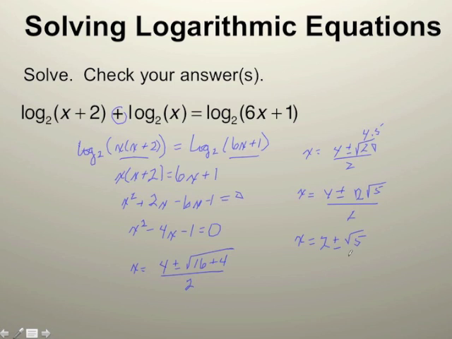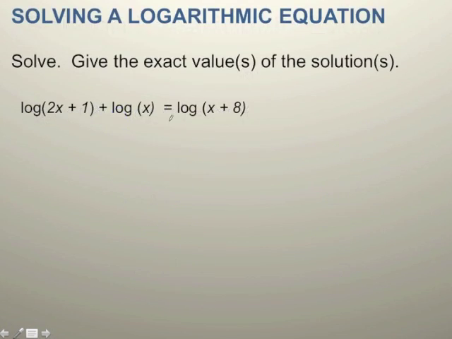This will be fine. But the negative 2 minus the square root of 5 is going to be a negative number, and that would make this a negative. So the only answer I can use is 2 plus the square root of 5, because I had to throw the other answer out. Do make sure you give the exact solution, which means if it doesn't come out to a whole number, I'm going to leave it in radical form. Okay, let's combine this to 1 log.